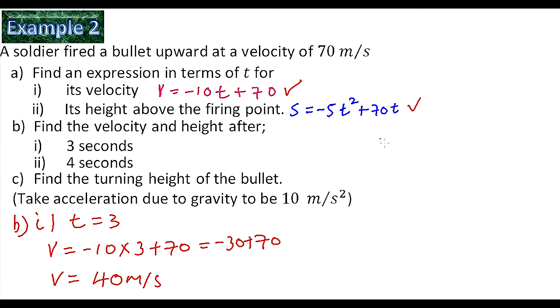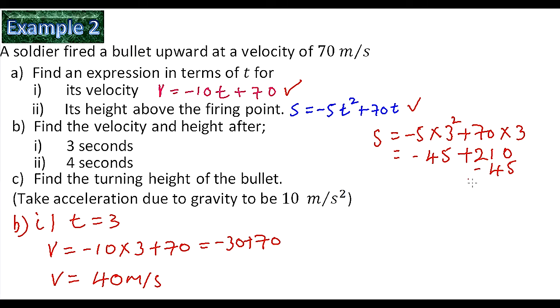Then we look for the height. S is equals to minus 5 multiplied by t squared, time is 3 seconds, so it's 3 squared, plus 70 multiplied by 3. So this is equals to, 3 squared is 9, 9 times minus 5, you get minus 45, plus 70 multiplied by 3 is 210. When you subtract 45 from 210, you get 165 meters. So that is the height after 3 seconds.